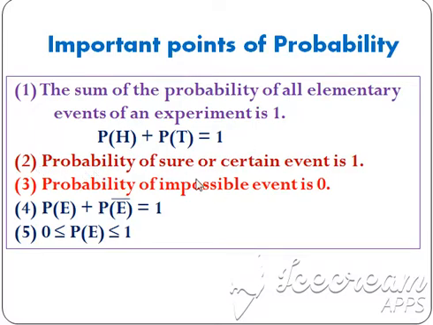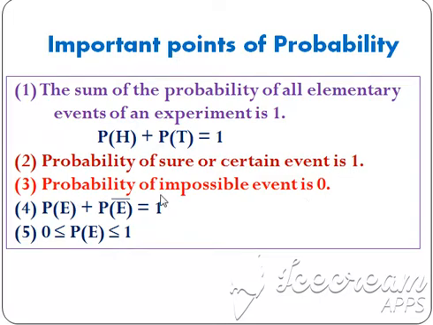Second thing, the probability of a sure or certain event. What is the meaning of a certain or sure event? For example, the sun rises from the east. If you do the experiment for 10 days, you will see every day the sun rises from the east. The sun is never going to rise from the west, it always rises from the east. Such an event is called a sure event or certain event, and the probability of such an event is always equal to 1.